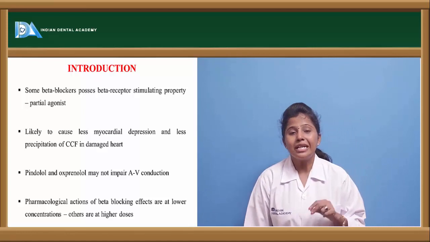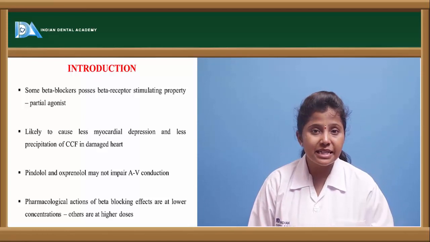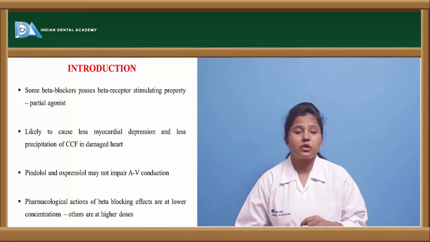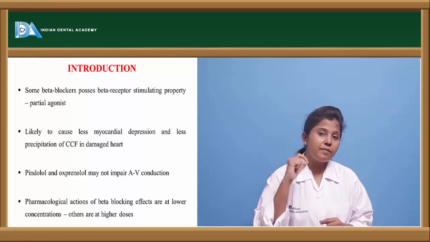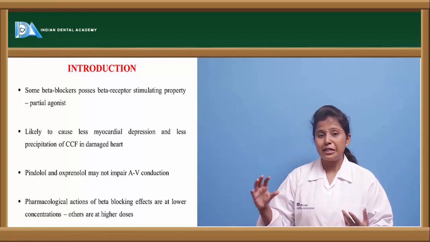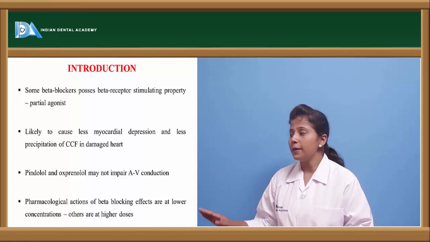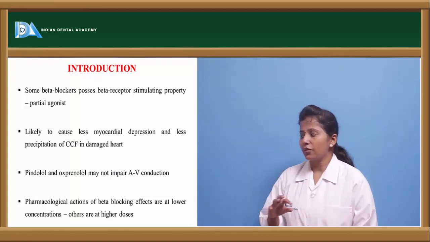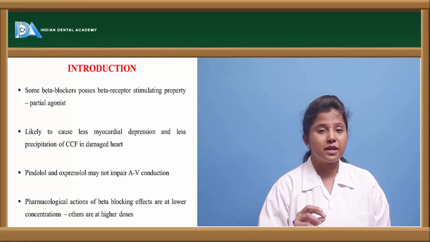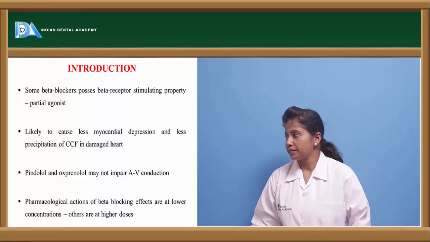So the AV node and SA node are the two nodes present in the heart where the conduction of impulses takes place. These are the pacemakers of the heart. Because of these drugs, especially pindolol and oxprenolol, the AV conduction is not at all altered. And the generalized pharmacological actions shown by these beta receptor blockers appear only at higher doses when compared to smaller doses.